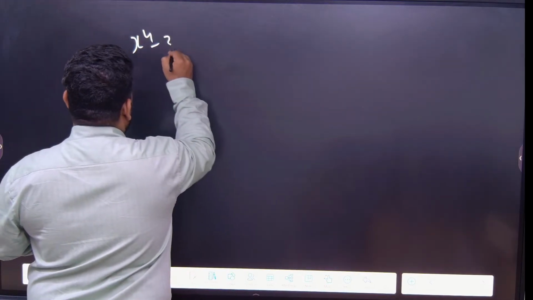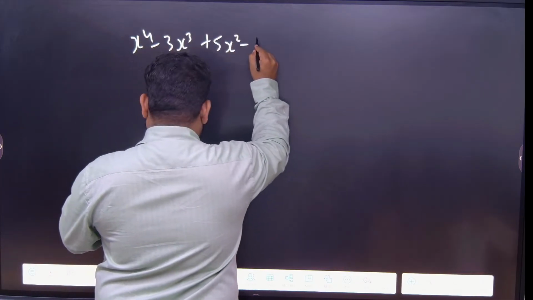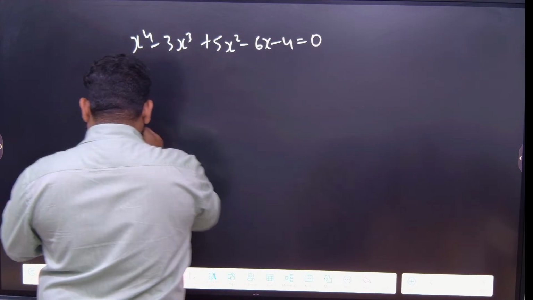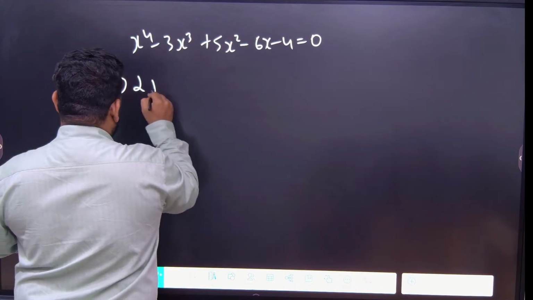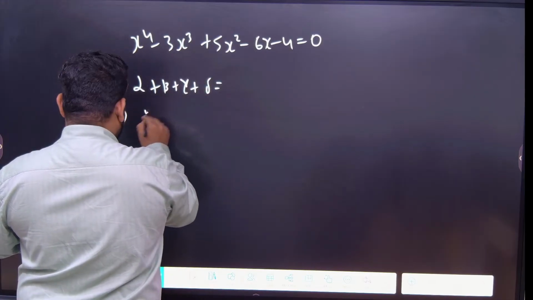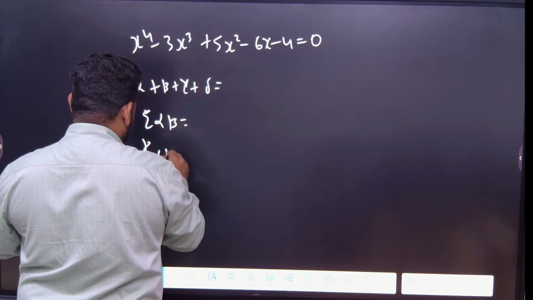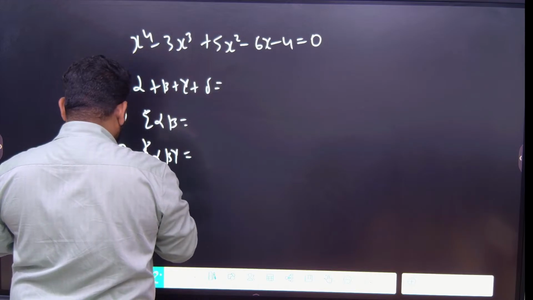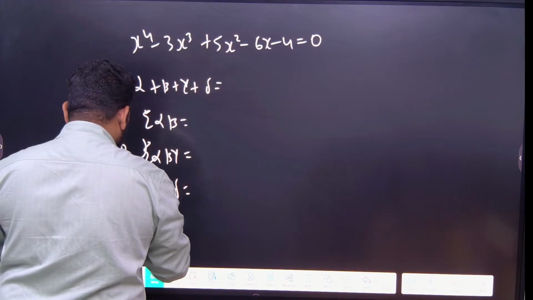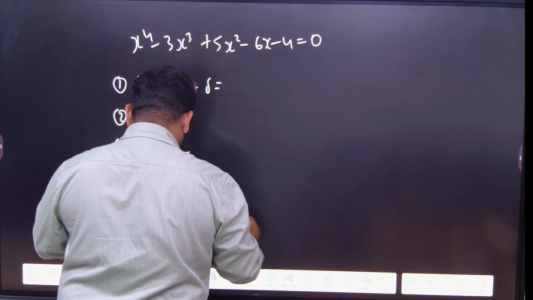x power 4 minus 3x cube plus 5x square minus 6x minus 4 is equal to 0 is given. Alpha, beta, gamma, delta are the roots. So first thing, they are asking you to find alpha plus beta plus gamma plus delta. Second is summation of alpha beta. Third is summation of alpha beta gamma. Next is alpha beta gamma delta. Next we are asking you to find 1 by alpha plus 1 by beta plus 1 by gamma plus 1 by delta.